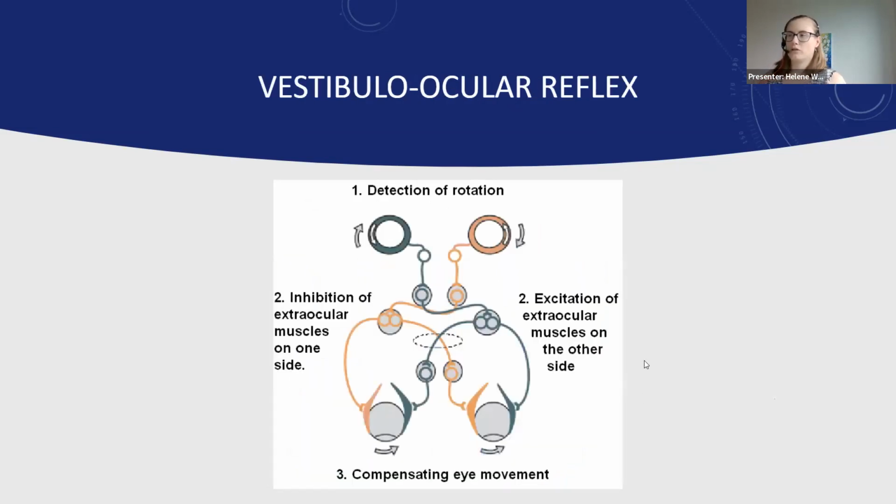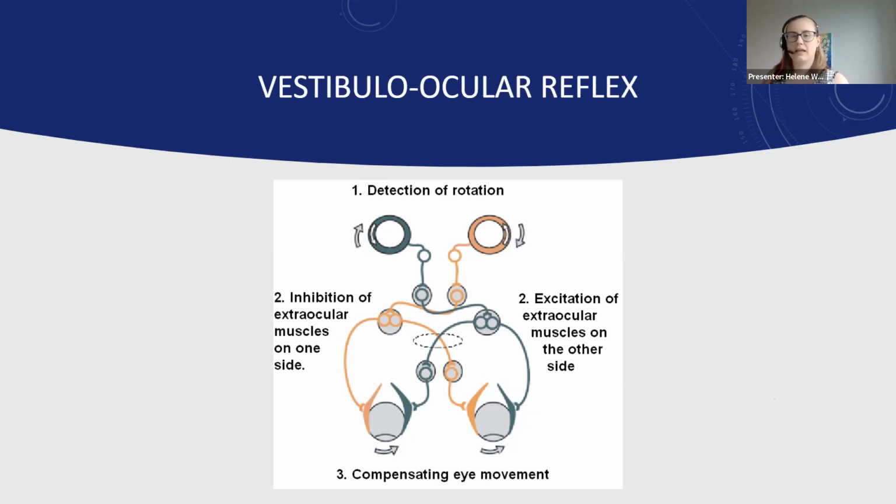One of the important functions of the vestibular system is to play a role in several reflexes that we have in order to maintain our position and our balance. Probably the big one to chat about today would be the vestibular ocular reflex, the VOR.